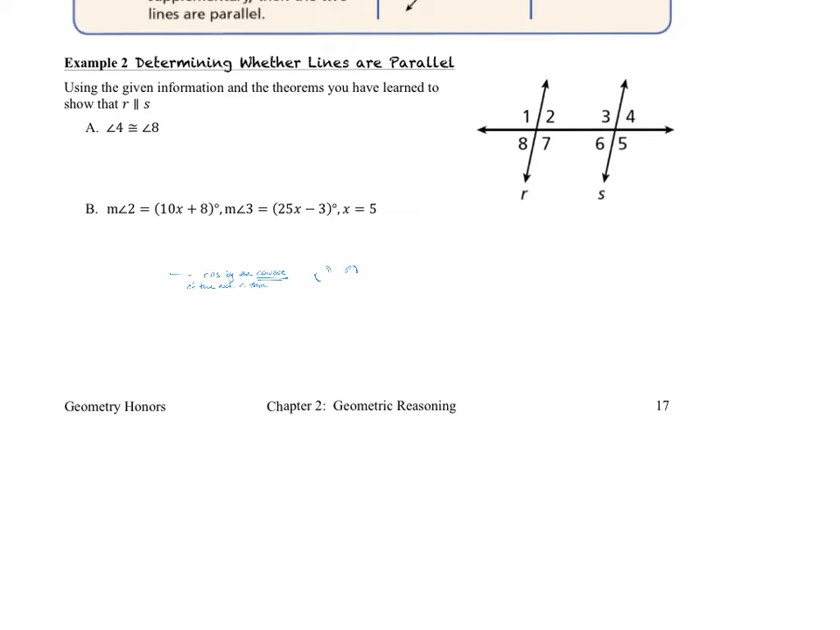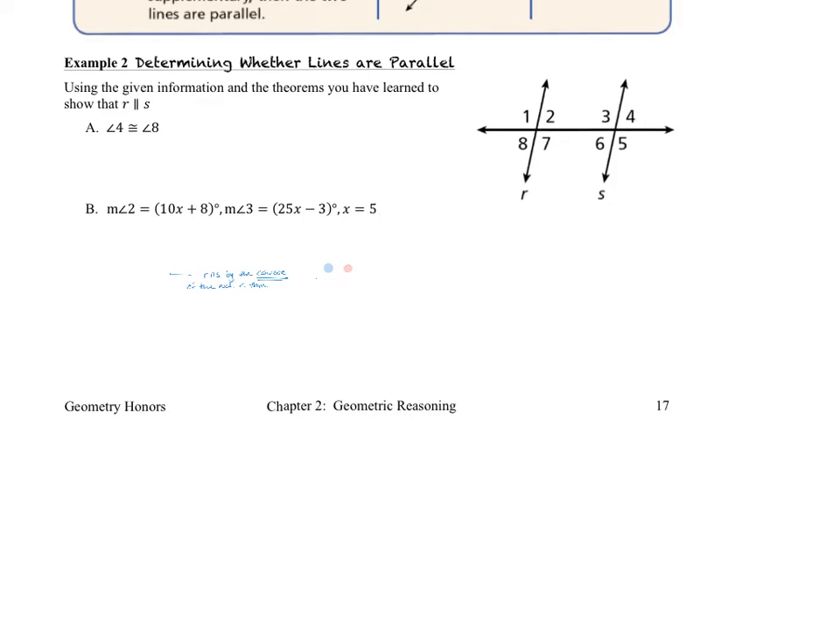We're given that the measure of angle 2 is 10x plus 8, and the measure of angle 3 is 25x minus 3. Notice, I better get rid of these congruent symbols because these are actually not congruent. Let me remark this. The measure of angle 2 and the measure of angle 3. Notice those are same side interior angles.